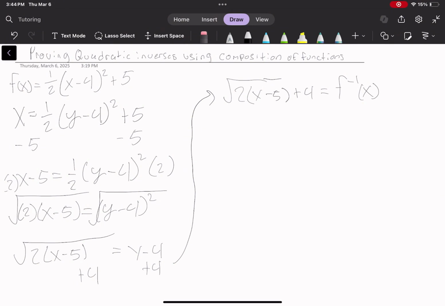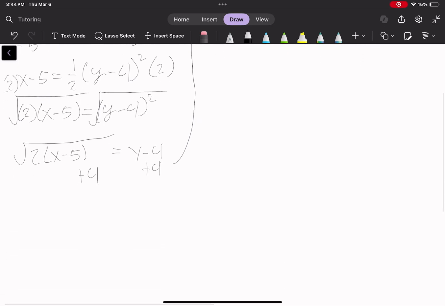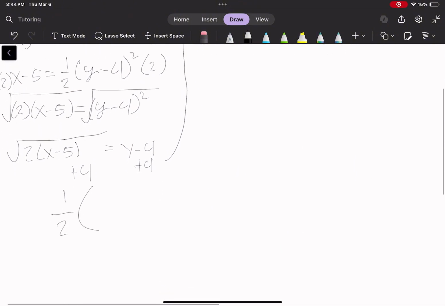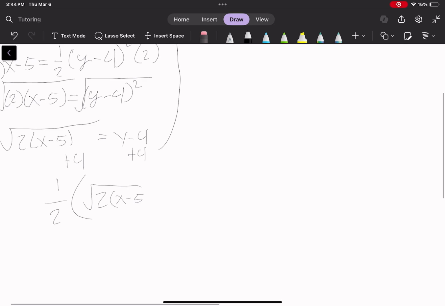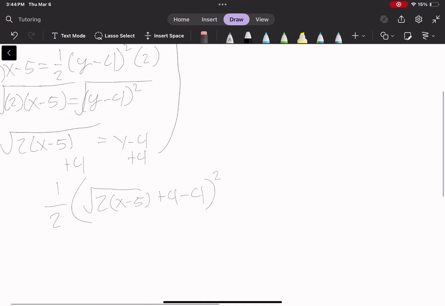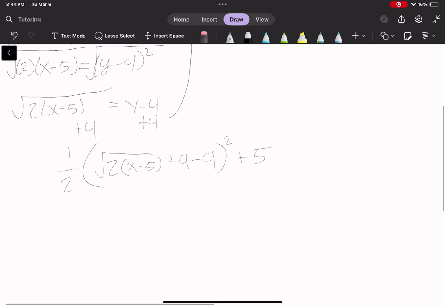And how we're going to do that is we're going to put our inverse, our answer, into the x variable of our quadratic. So that'll look like 1/2 times the square root of 2 times x minus 5, plus 4, and then minus 4, squared, plus 5. And basically, we're going to get it all to cancel down just to x.